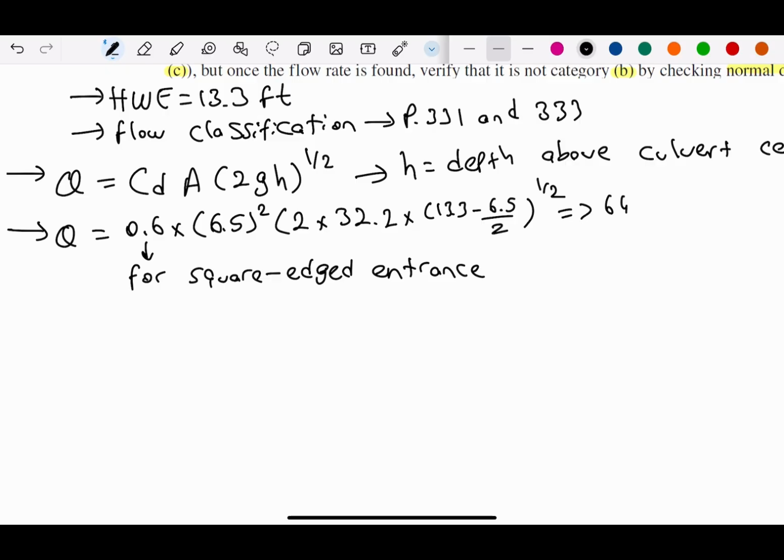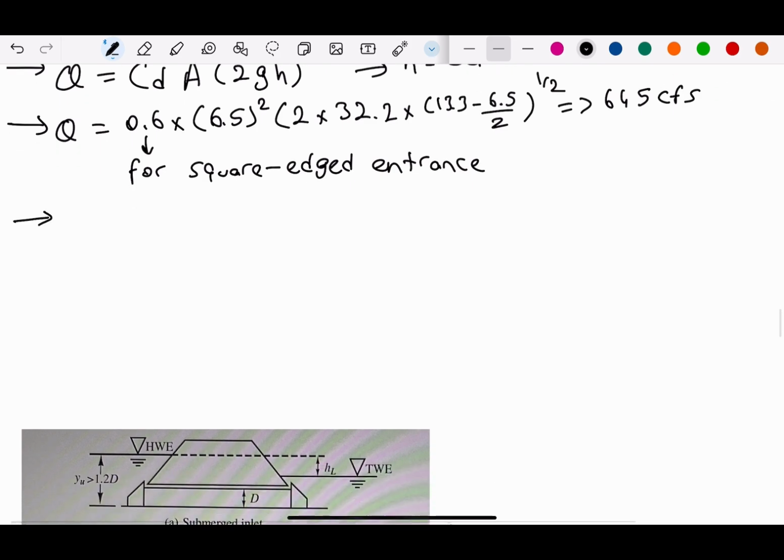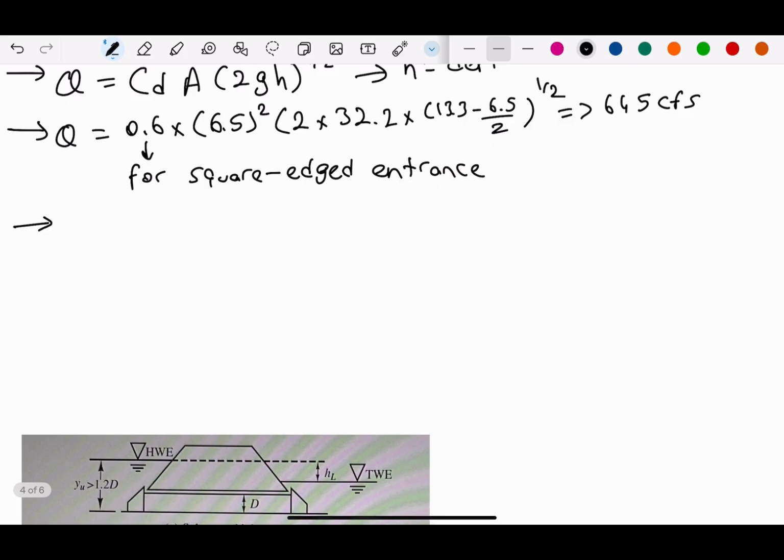From here, we will get the flow rate as 6.645 CFS. And now we are going to check the normal depth. Using Manning's equation, we can calculate, using figure 6.4a, you will see a figure that gives the normal depth.